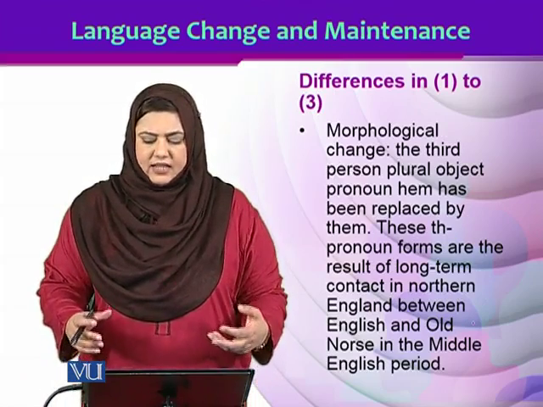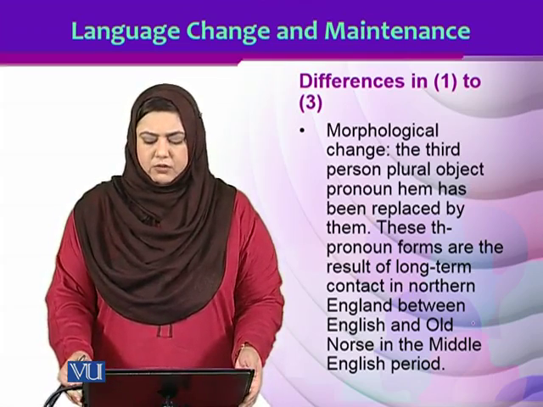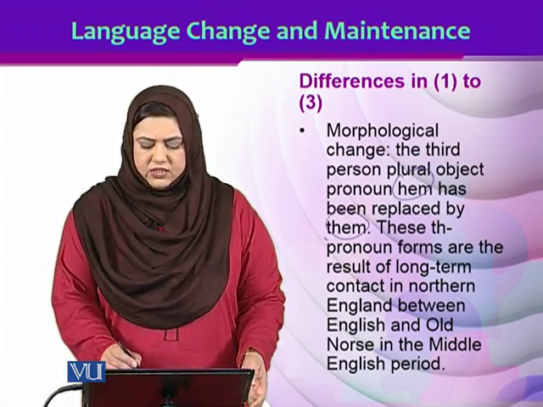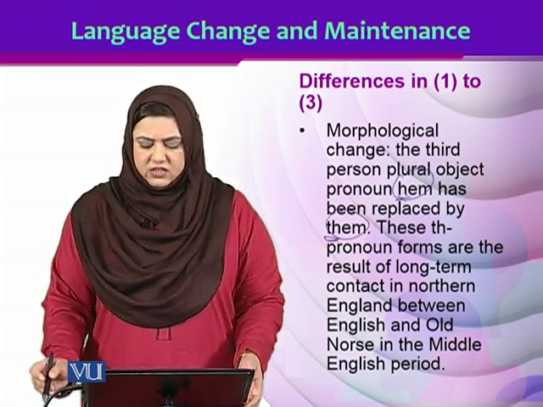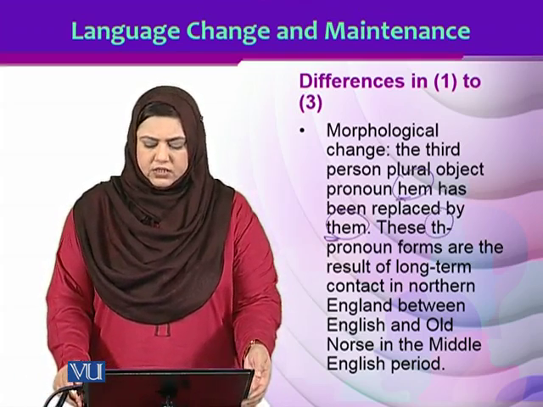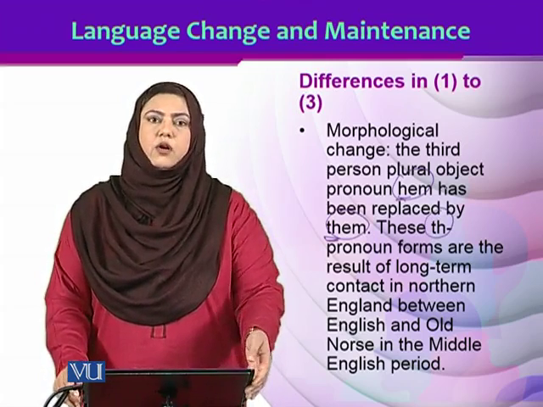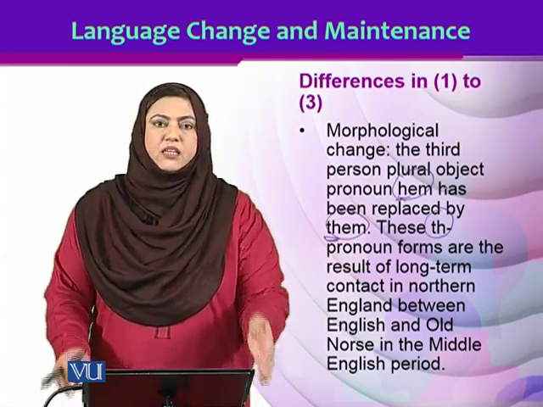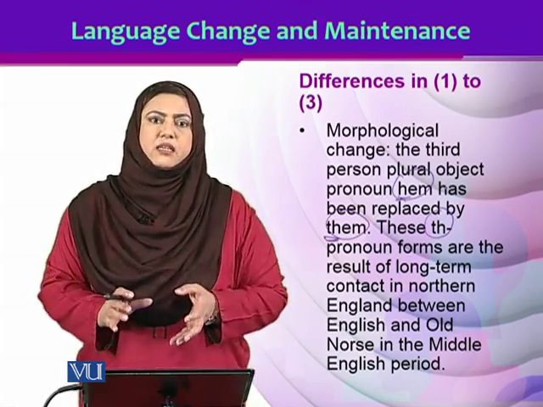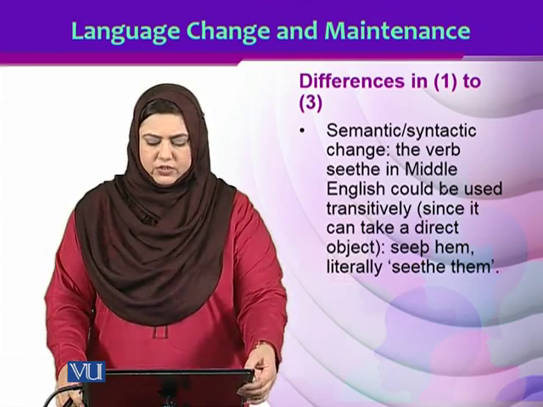Morphological change has occurred over the times in English. The third person plural object pronoun hem has been replaced by them. This sound and this spelling has changed. The pronoun forms are the result of long-term contact in northern England between English and Old Norse in the Middle English period. So, the sociolinguistic conditions in those Norse-English times, Middle English times, had certain influences on the English language.